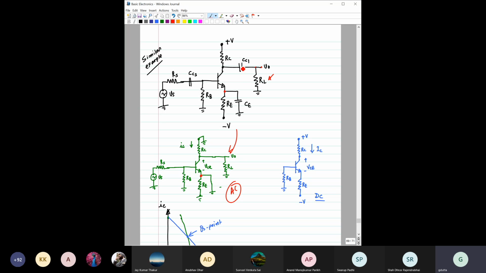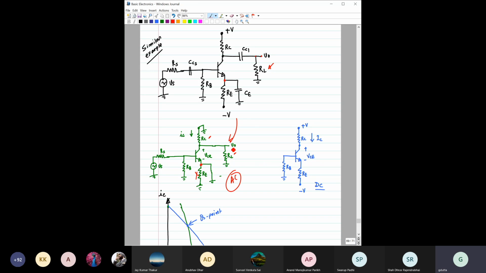So in AC, what will happen? This becomes like a short, and this voltage should also become ground. So basically this RC and RL come in parallel, right? And this RE is now not there because it has been shorted.